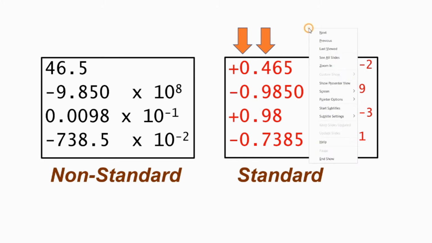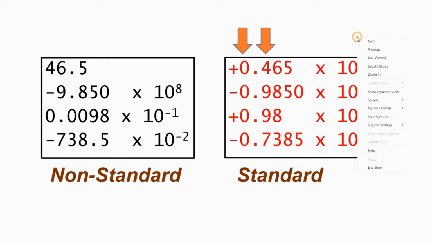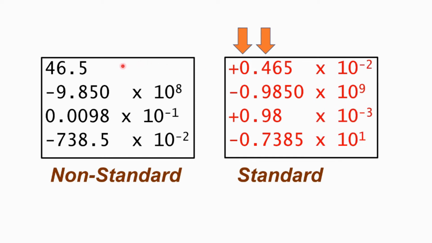So next we see how we can have a few numbers in standard notation. We see here 46.5, it can be represented as plus 0.465 into 10 to the power minus 2. The rule being that all digits to the left of the decimal point should be 0, and the first digit after the decimal point should be non-zero.